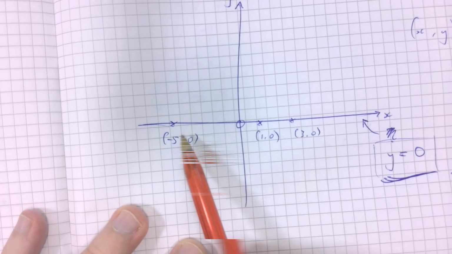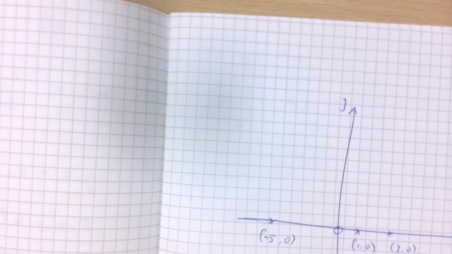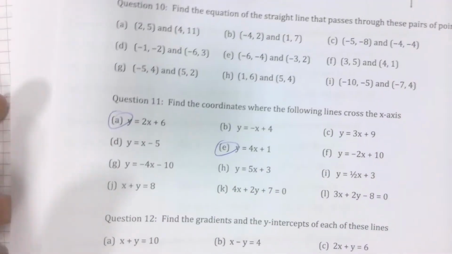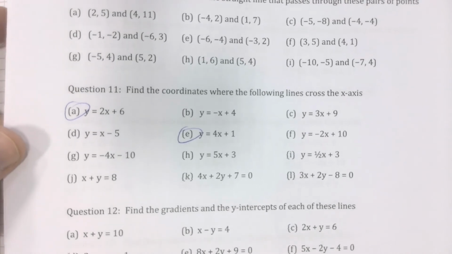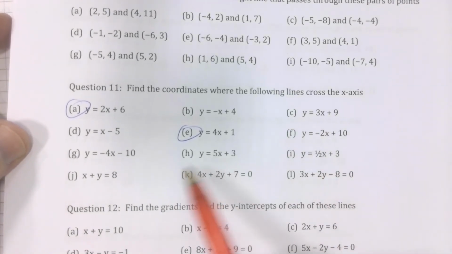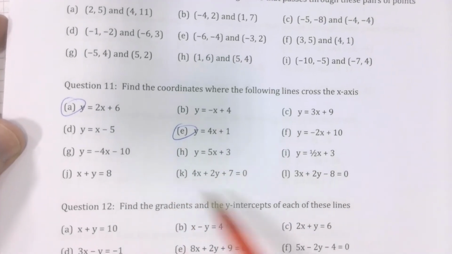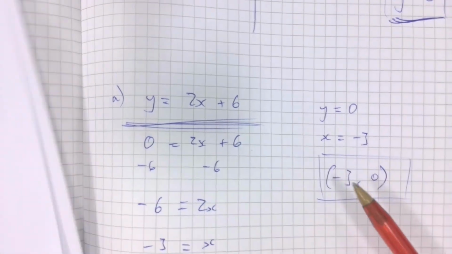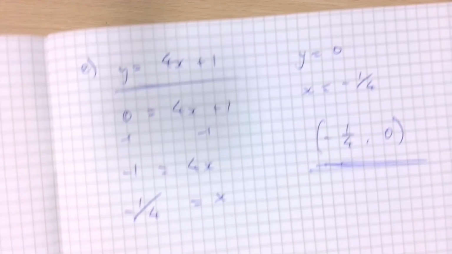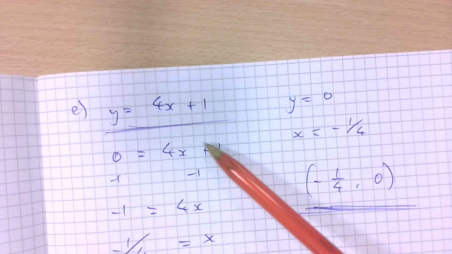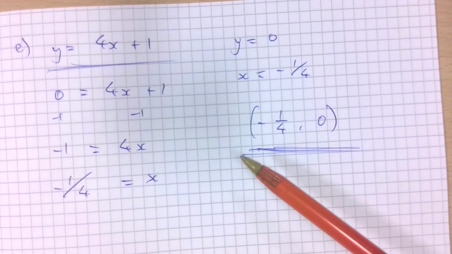Okay, so I've done a couple of parts of that question 11 for you there. I did part A and part E. Obviously, the only thing that really becomes trickier with this is that the fractions and coefficients of x's and the rearrangement that happens at this point gets marginally trickier. But really, it is as simple as replacing y with 0, solving for x, and then you've got your coordinate.